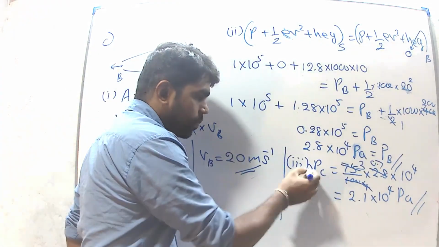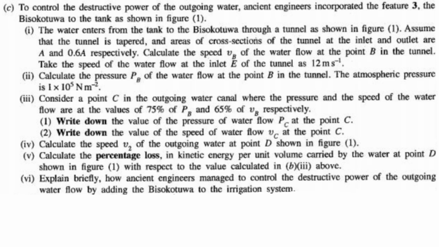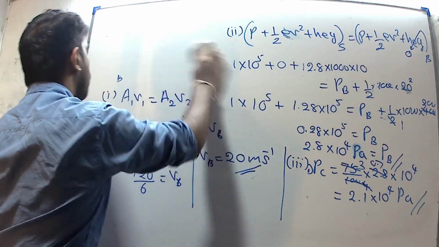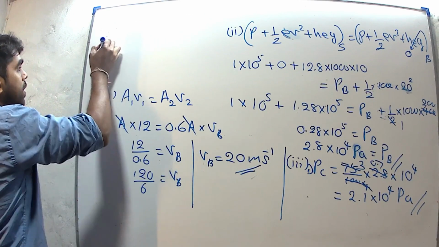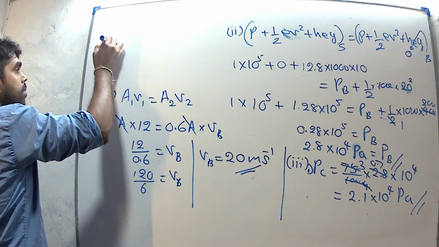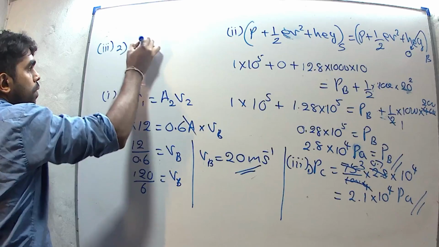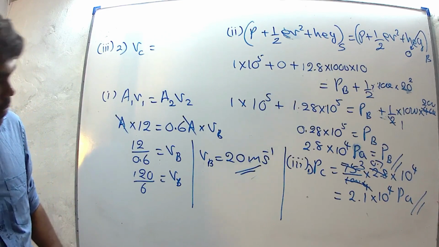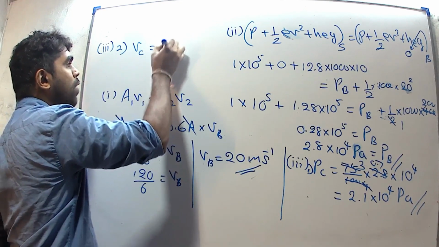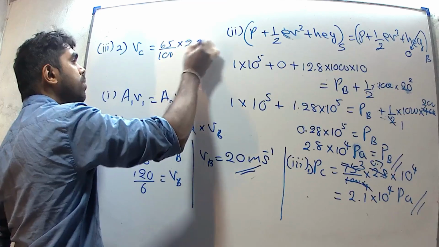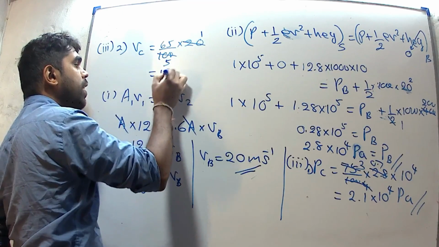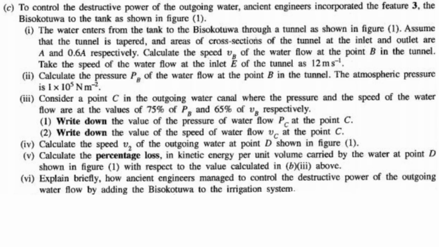That is part 1. Then part 2. Write down the value of speed of water VC at point C. Then calculating velocity. They have given that velocity at C is 65% of this velocity. 65% of 20. Divide by 25. 13 meters per second. Then part 4.